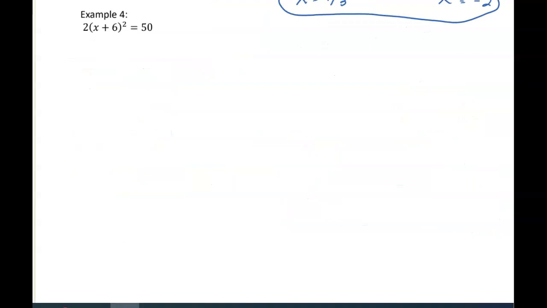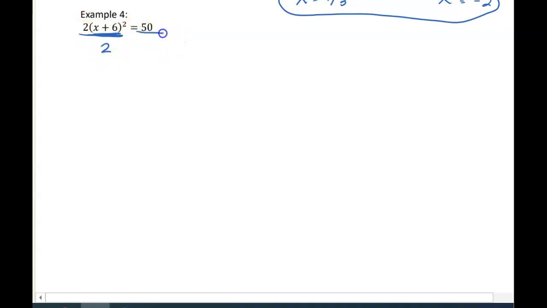All right, last but not least, let's look at example 4. Okay, notice that I have something in parentheses here and it's squared. Okay, now you can FOIL this out, but you're creating a lot more work for yourself than you need to. Okay, we can deal with this squared using square roots, but we can't do it until we get rid of this 2. Okay, so the first thing I want to do is I want to divide this side by 2 to get rid of that 2.